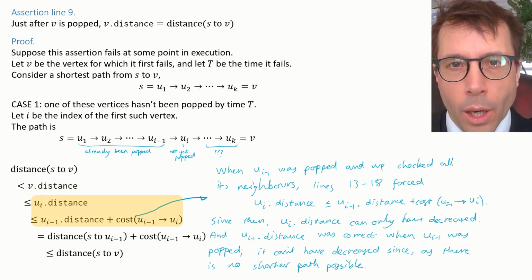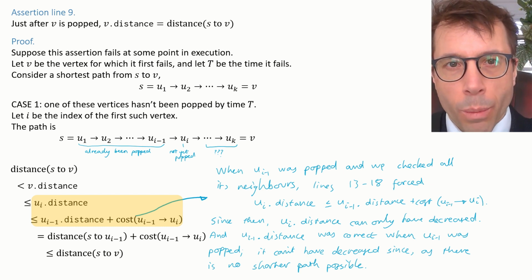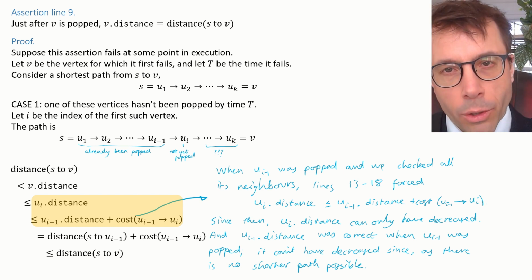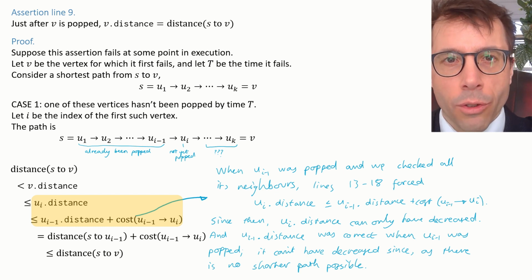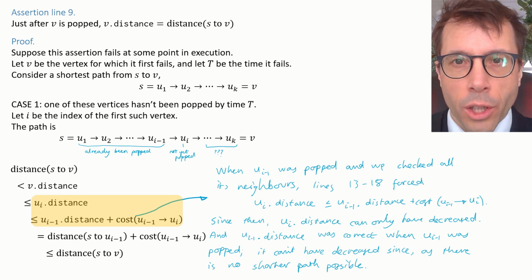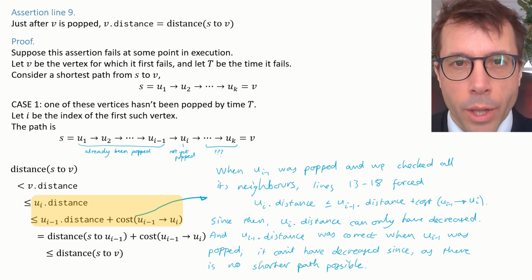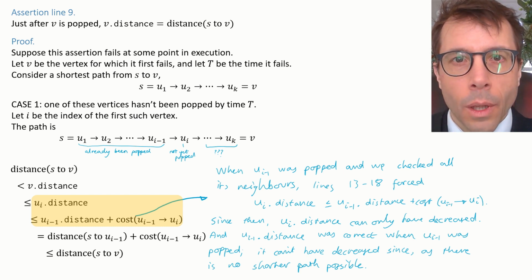Okay, next step. I want to say something about how big ui.distance can possibly be. Let's think about what happened when we popped ui-1. At that time, we scanned through all of its neighbours, including ui, and we updated the distance to each of them if necessary. This equation here, relating ui.distance to ui-1.distance plus edge cost, is exactly what we used for the update. We said if ui.distance is bigger, then decrease its key, and if ui.distance is already smaller, then leave its key unchanged.